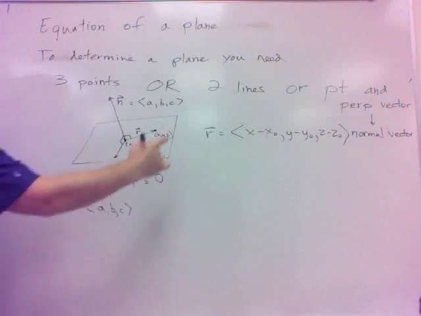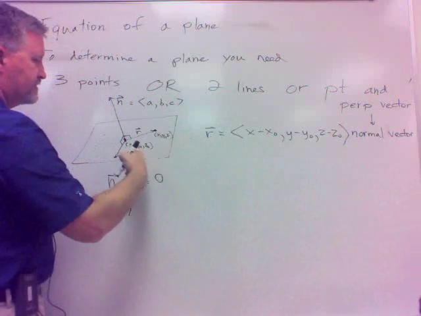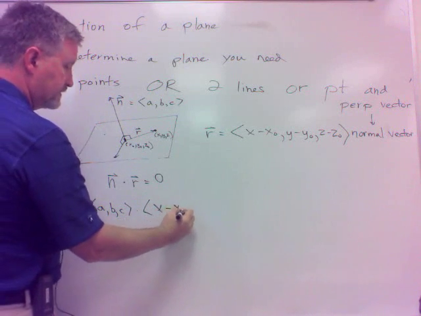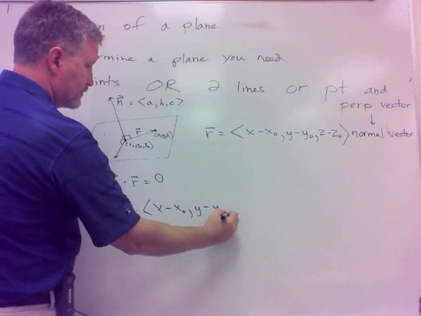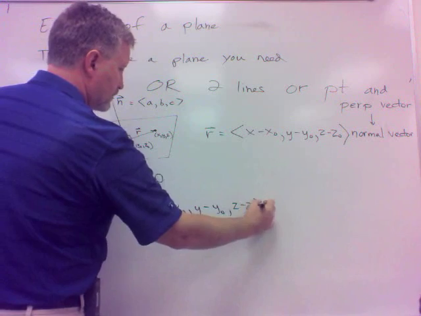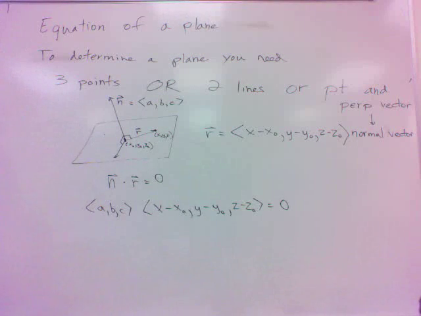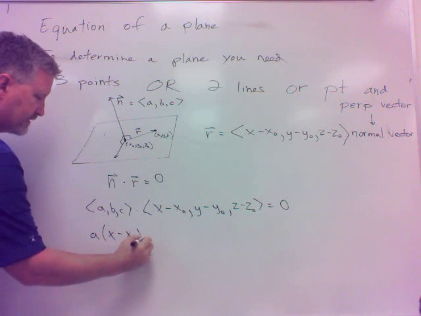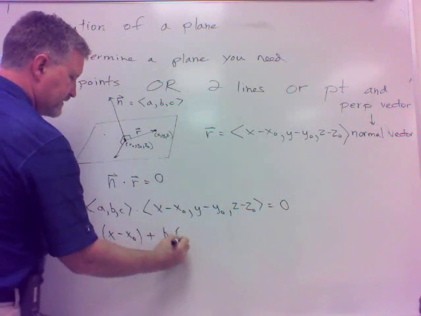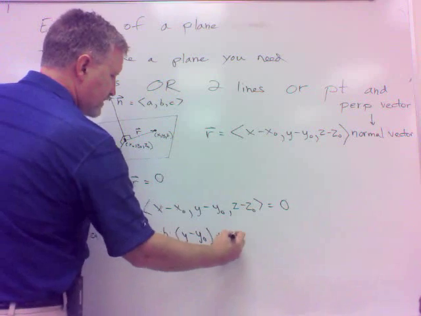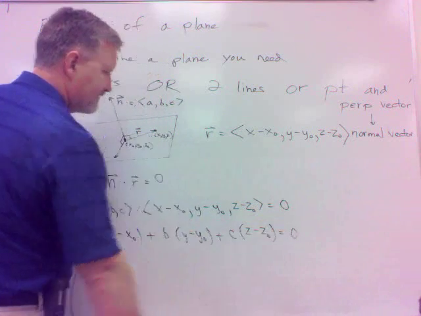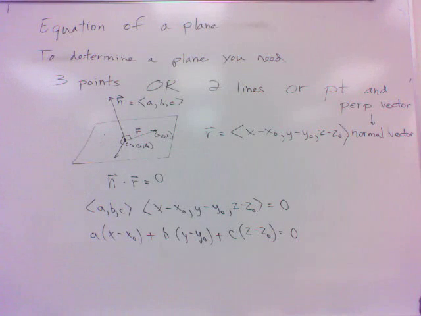And so I dot that, so x minus x0, y minus y0, z minus z0. So if I dot that with the ABC, what does that make? It'd be a times x minus x0 plus b times y minus y0 plus c times z minus z0.